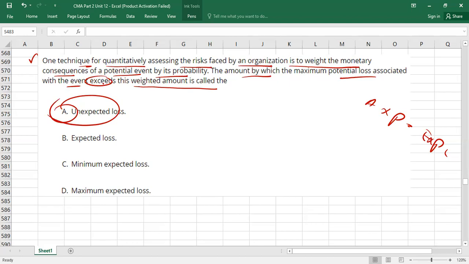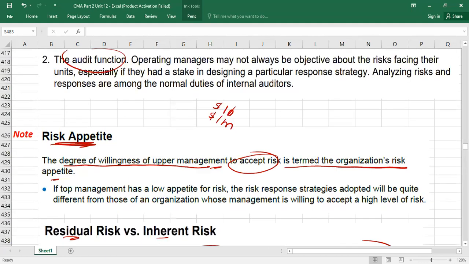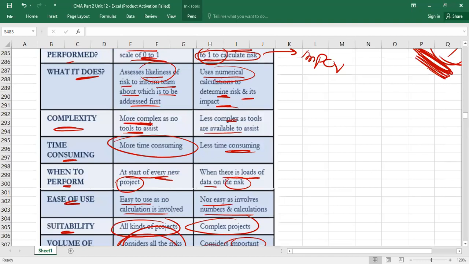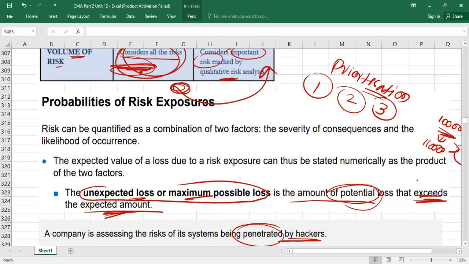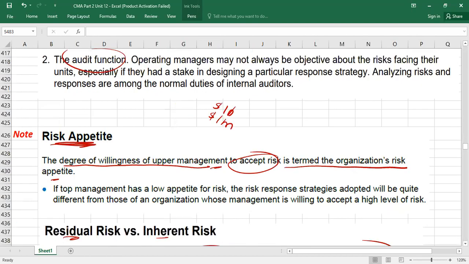Unexpected loss or maximum loss. Do you remember? Unexpected loss, what was the term? Just go back there and look at the terms. It was unexpected loss, actually. Because this is a calculation, guys. I mean to say theoretically, unexpected loss or maximum possible loss. What is the amount of potential loss that exceeds the expected amount? Understood? This is how the question will be tested, guys. So you have to first go through your proper definitions, then practice on the questions.